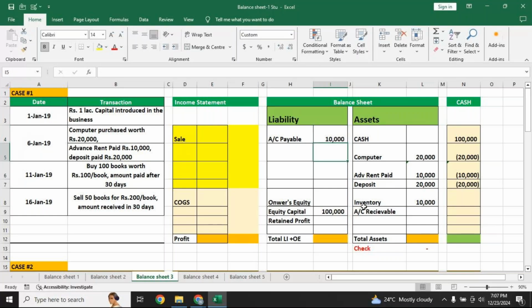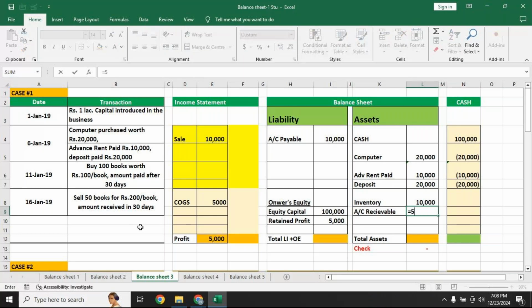Okay. So then I'm selling the books, 50 books at the rate of 200. So sales will be equals, I sold 50 books at the rate of 200. COGS, cost of goods sold. So in order to buy this 50 books, I have spent 100 per book. So it will be equals 50 into 100. So profit will be equals sales minus COGS. So retained profit will be equals 5,000. So account receivable. So this also I will be receiving it later. So it will be 50 into 200.